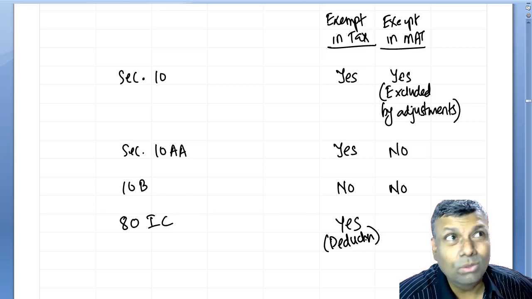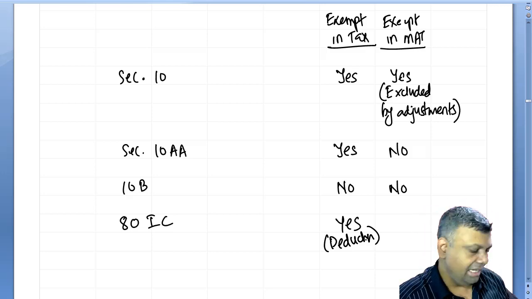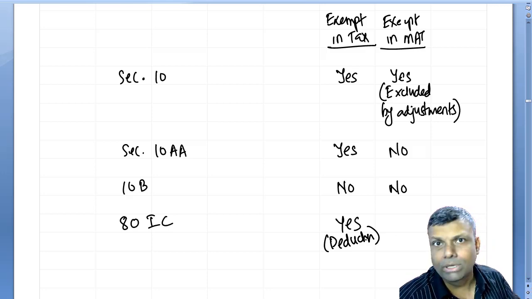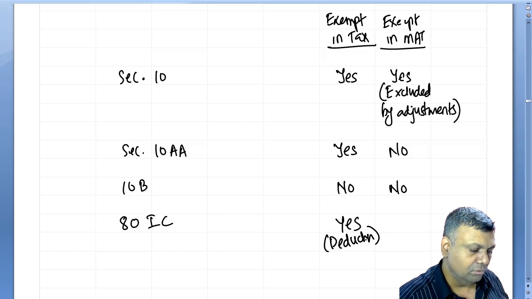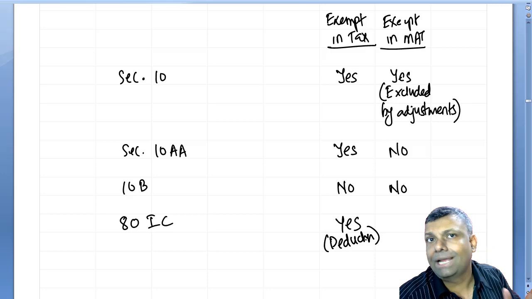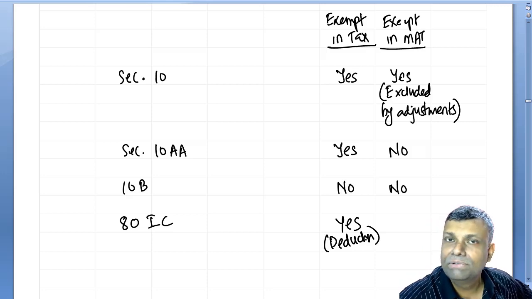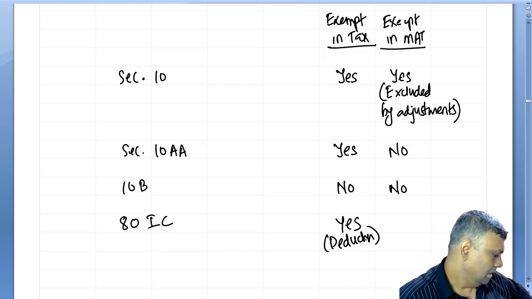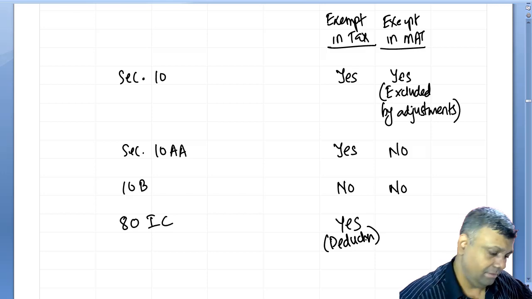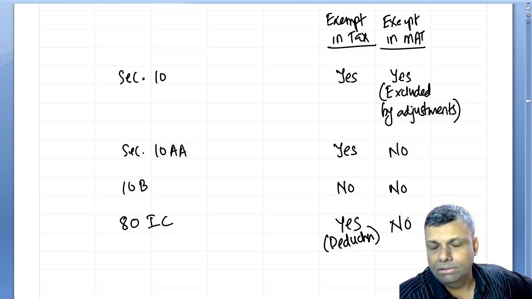So here what I am discussing, don't take the word exemption very seriously. Because under chapter 6A, 80IC is given a deduction. So that is one method in which the income gets excluded from the total income calculation. I'm just using the word deduction, or you can use the word benefit. So is there any benefit under the tax provision with respect to 80IC? Yes, because there is a specific provision. Correct? But is there any such provision under the MAT? Under the MAT, there is no such adjustment required.